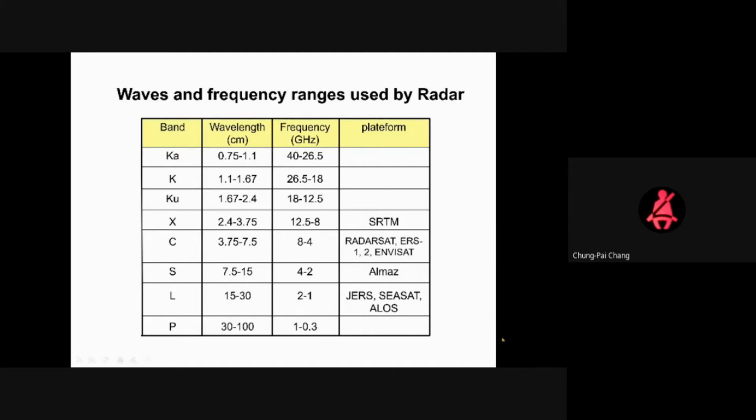Excuse me, I forgot. For most satellites we prefer to use C-band, but these two Japanese satellites prefer the L band. The penetration capability is higher, but the resolution is lower. But most satellites we prefer to use the C-band radar. Its wavelength is around 3 to 6 or 7 centimeters.